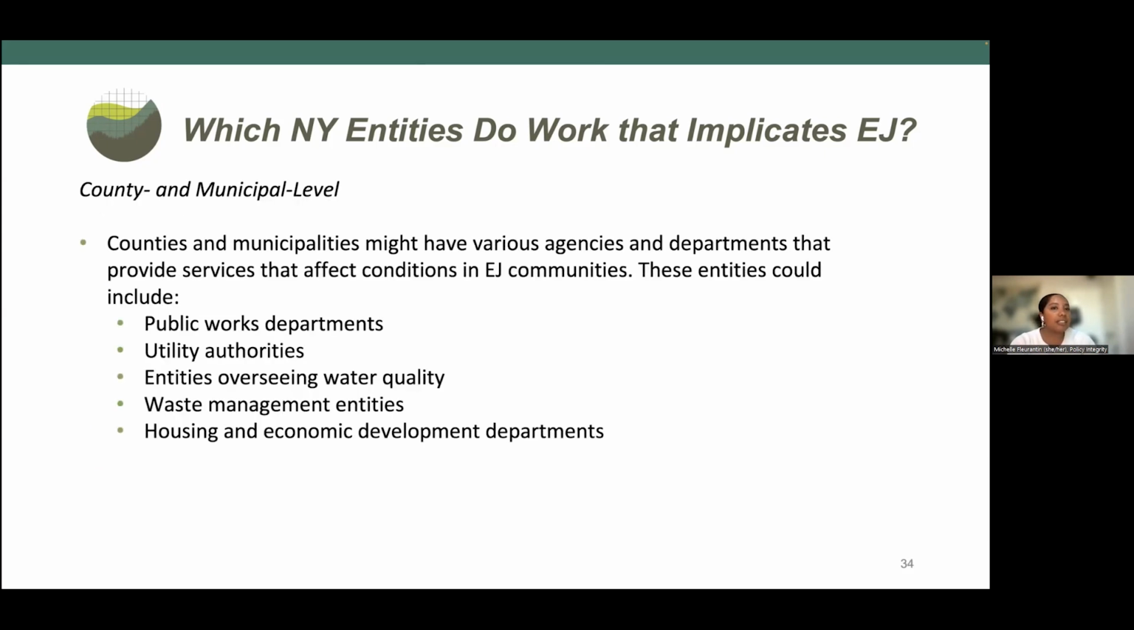And on the county and municipal level, this slide is the same as what I just went through for New Jersey. I just want to highlight again that you should really think about what state policies and guidances, what gaps they have on the statewide level and how you can fill them on a more localized level.